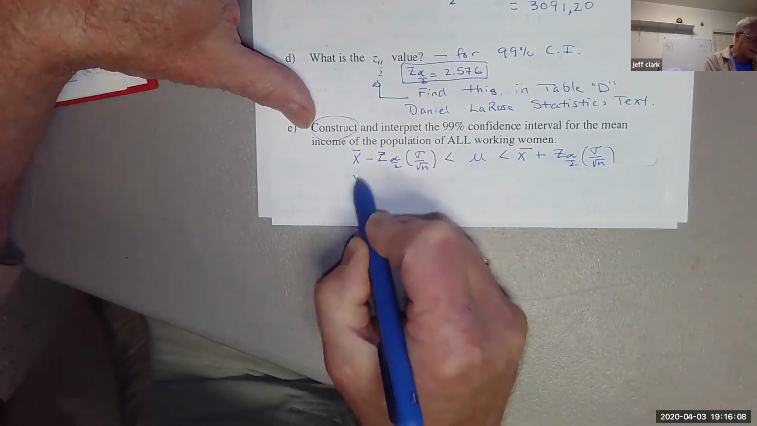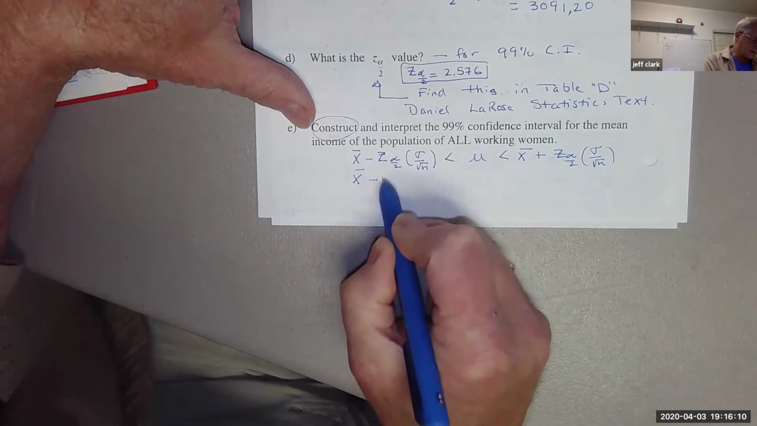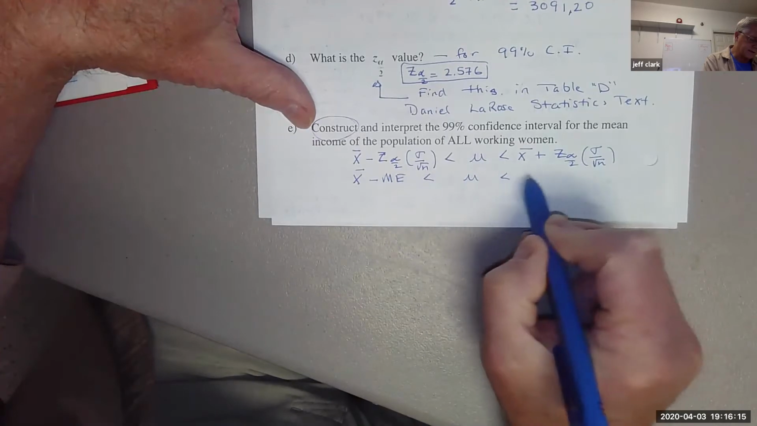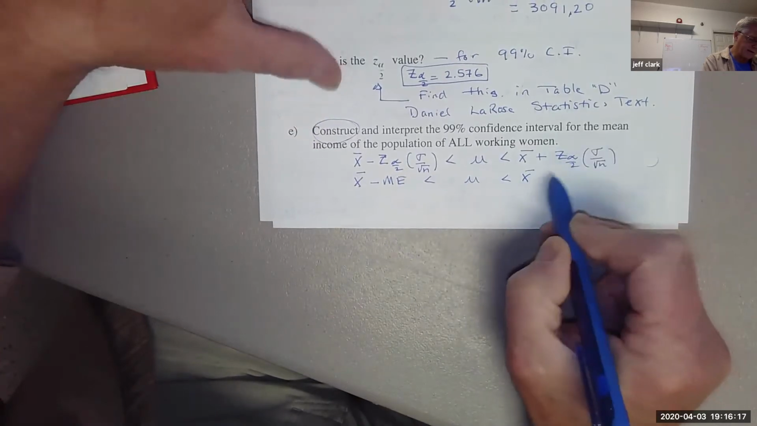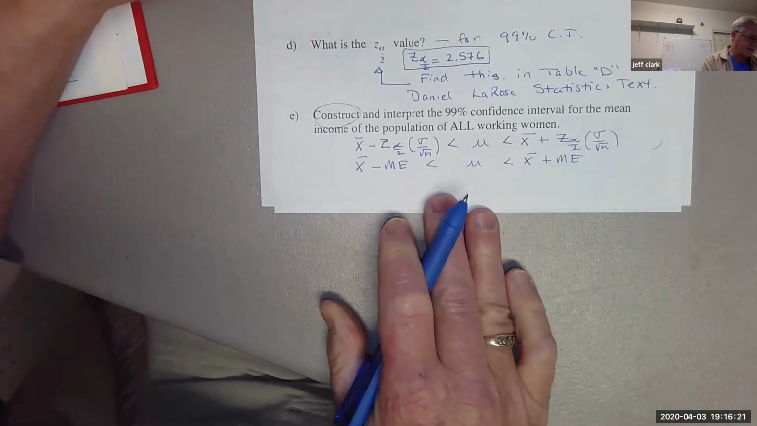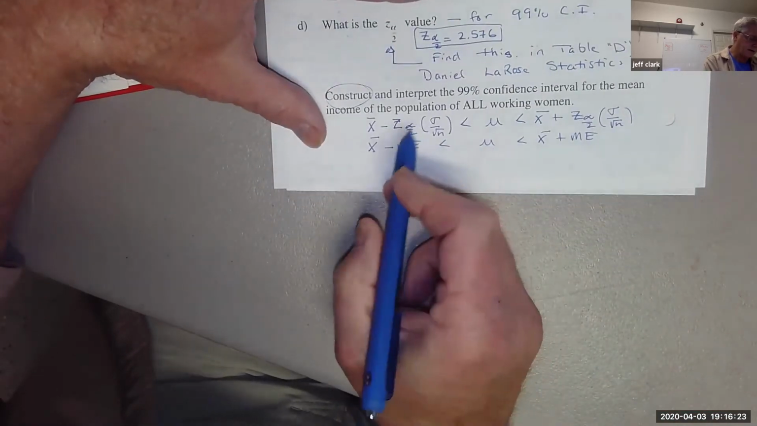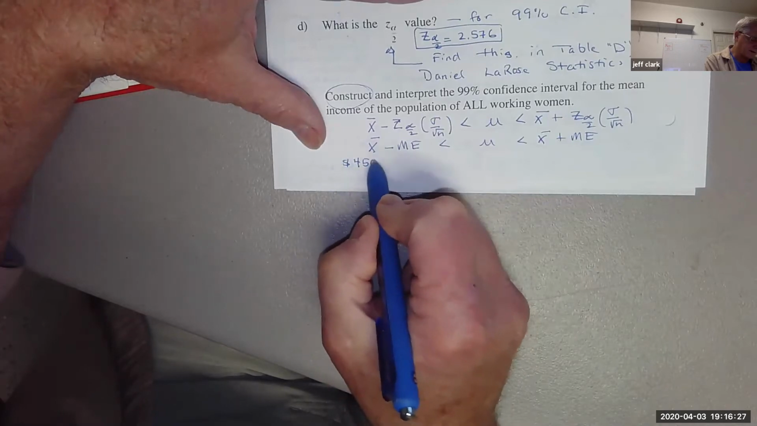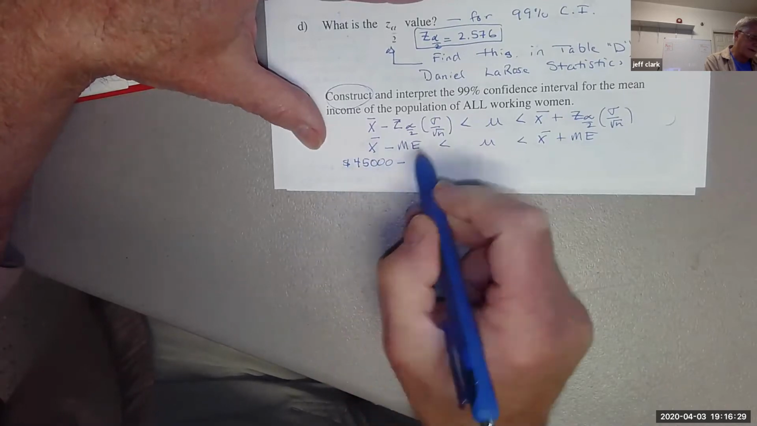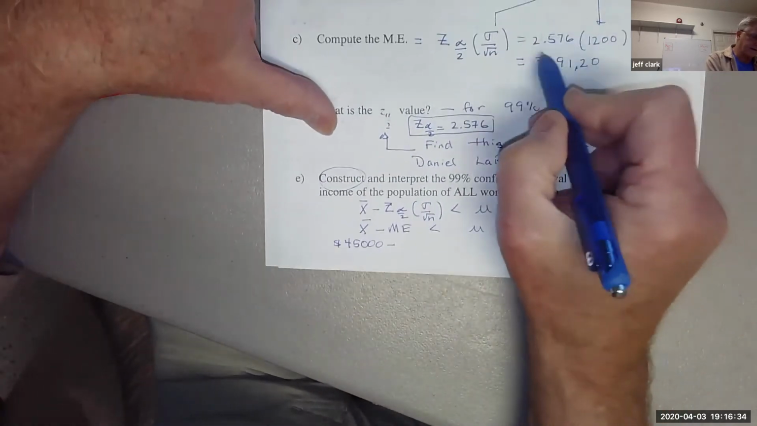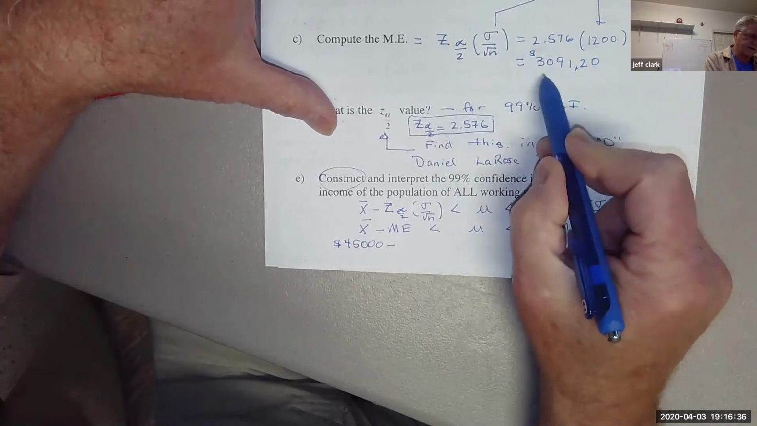Oh, but that's the same thing as x bar subtract margin of error, less than mu, less than x bar, the sample mean, plus the margin of error. And we found the margin of error and the x bar already from on top, 45,000. Subtract. Okay, so the margin of error back up here. Here's your margin of error.